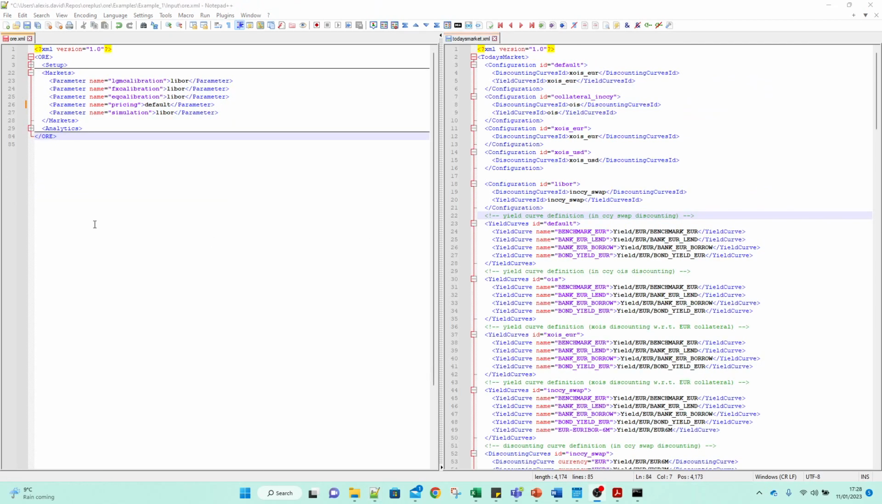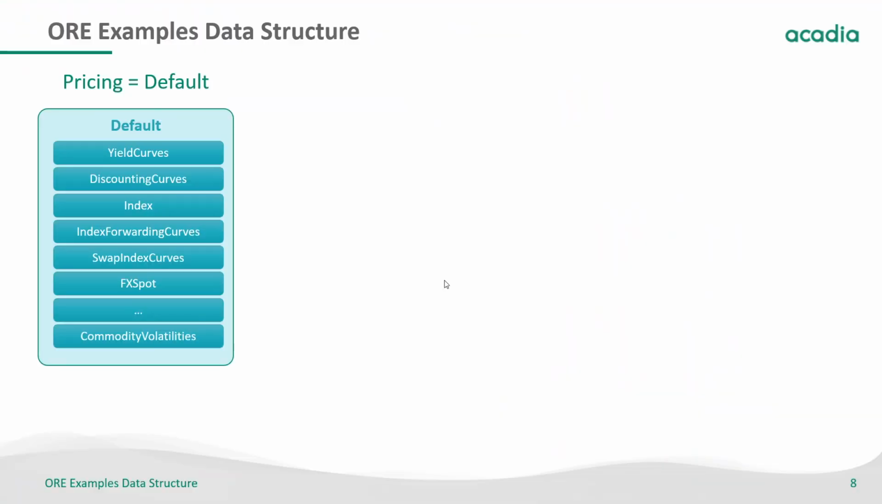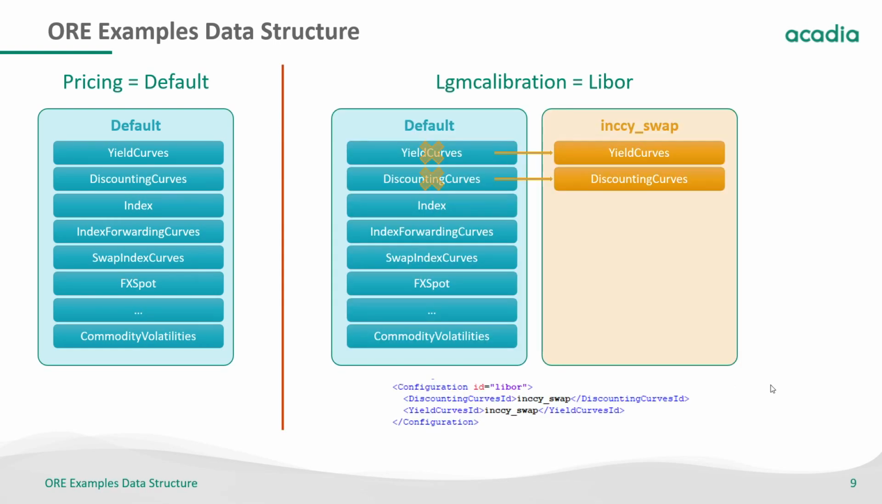Now, there are some cases when it's actually useful to use different configurations. For example, when the curves you want to use for calibration are different than the ones you want to use for pricing. By setting the pricing configuration to default, we are, without any surprise, just saying that we want to use the default configurations with no override whatsoever. And by setting LGM calibration configuration to libor, for example, we are essentially saying that we want to override discounting curve ID and yield curve ID in this particular example. For all the other types of market data and curves, we'll be using the default one still.